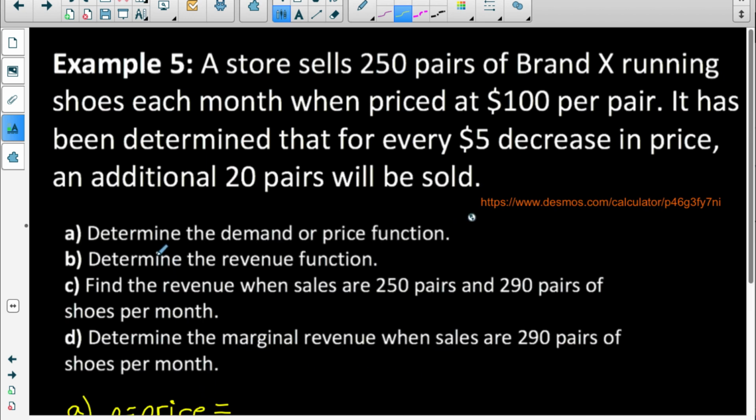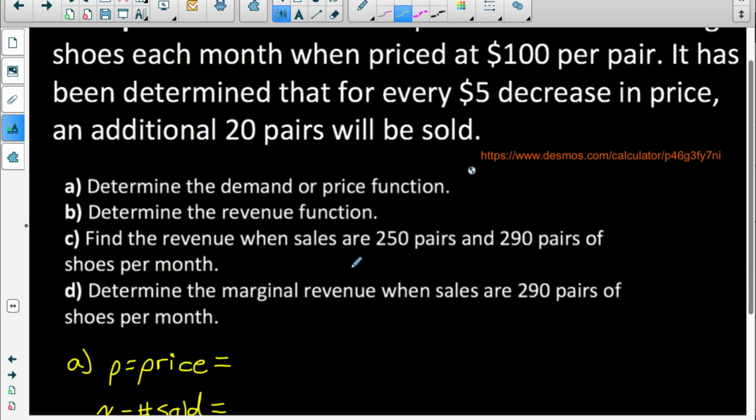Example 5. Here's a business application question. A store sells 250 pairs of brand X running shoes each month when priced at $100 per pair. It has been determined that for every $5 decrease in price, an additional 20 pairs will be sold. We want to find the demand or price function, find a revenue function, and then calculate revenue and marginal revenue at different values of x. So for this question, part A, determine the demand or price function. In this application context, we always want to write the price function in terms of numbers sold.